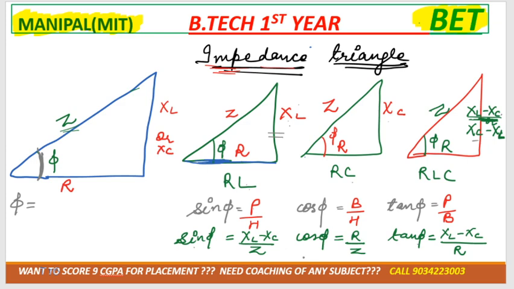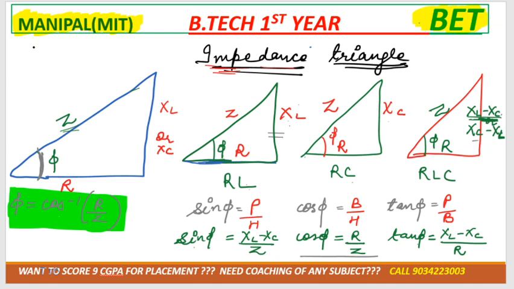Suppose I'm calculating phi by cos phi, so in that case, phi would be equal to cos inverse R by Z, and cos inverse you can easily perform in your calculator, right? So you can use any of the formulas for calculation of phi. That depends on you, or on what values you know. If you know R and Z, then you will use cos phi. If you know XL and R, then you will use this formula. Correct?